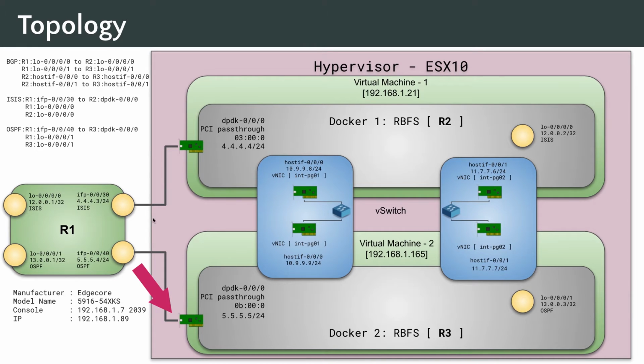iBGP peers are configured between loopback 0 of R1 and loopback 0 of R2. We also have an iBGP peer between loopback 1 of R1 and loopback 1 of R3. Between the VMs, we have a BGP peer on both host interface endpoints.